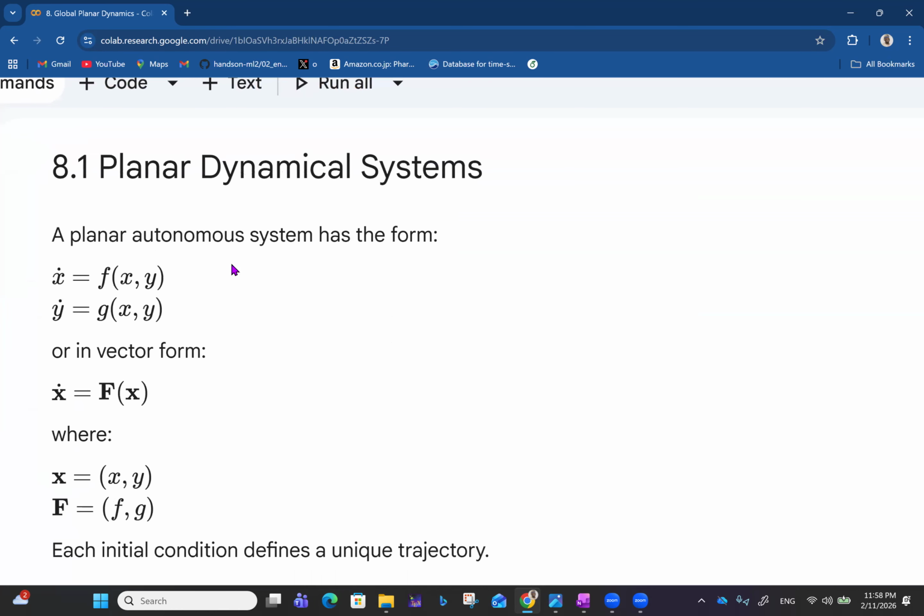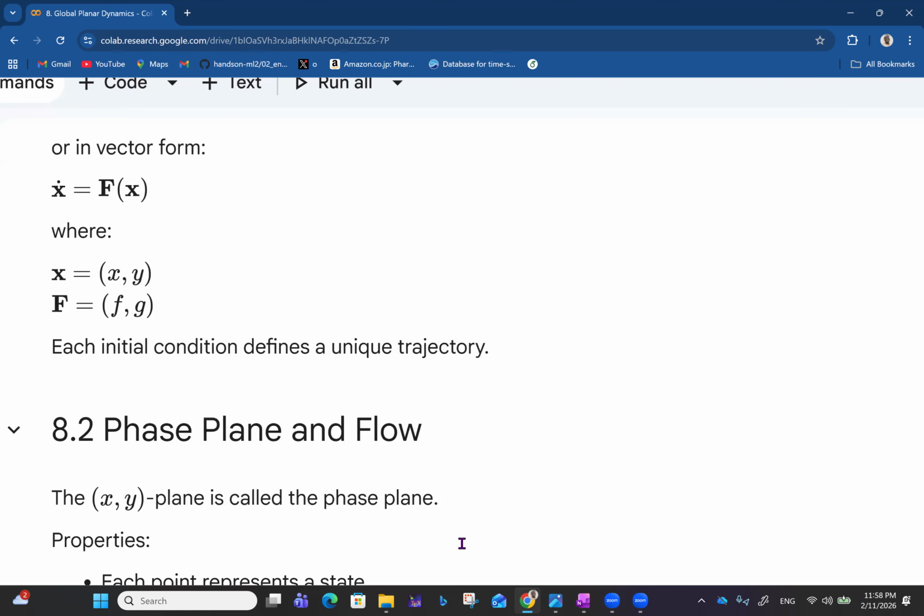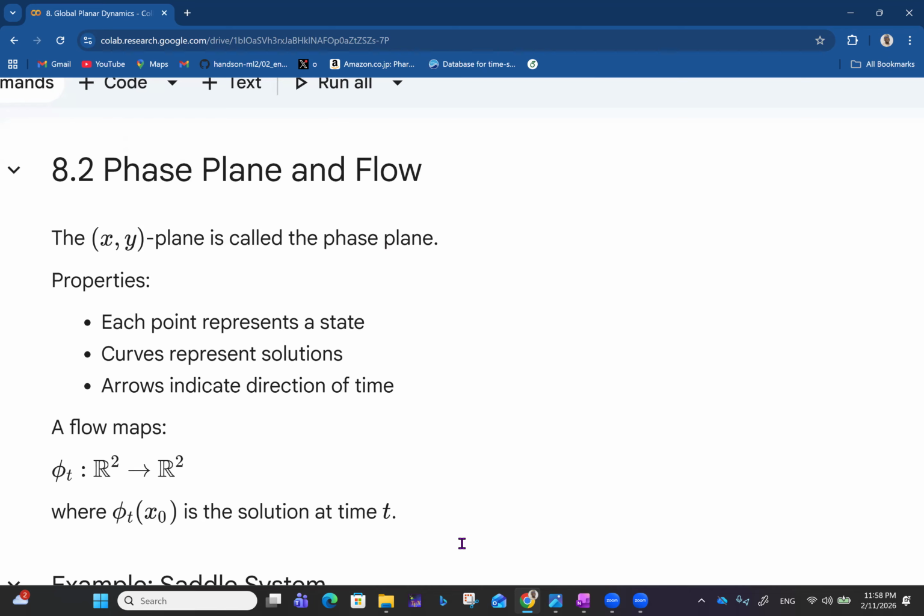A planar autonomous system has the form x dot equals f of x comma y, y dot equals g of x comma y. Or in vector form, we can just say x dot is equal to f of x, where x is (x, y) and f is the pair of functions f and g. Each initial condition defines a unique trajectory.